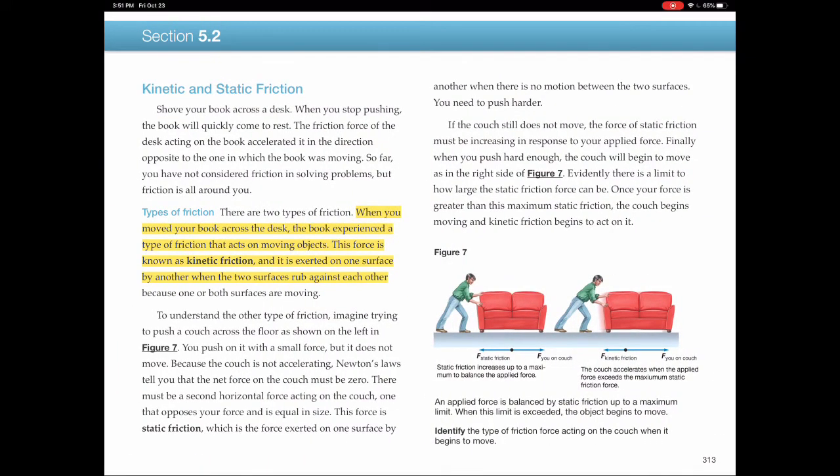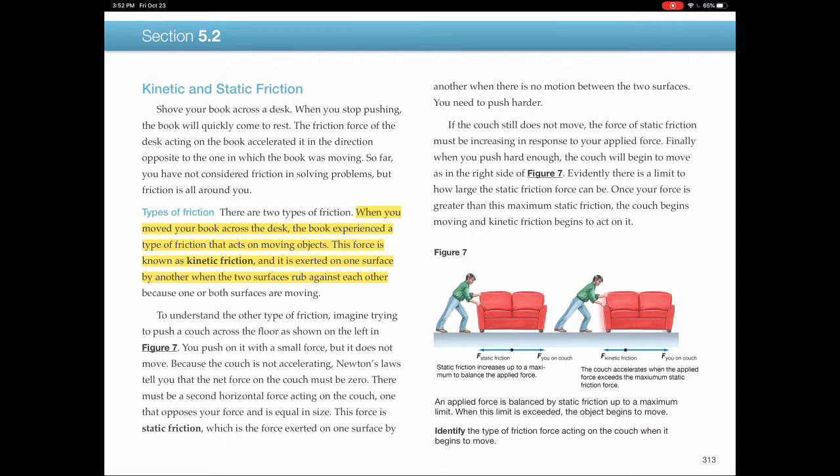Now, if you were to push your book across a desk, you'll notice that when you stop pushing, the book will come to a rest. What's happening here is that there's friction force. It's acting against the direction of motion. So far we have not considered friction in solving our problems, but friction is everywhere.